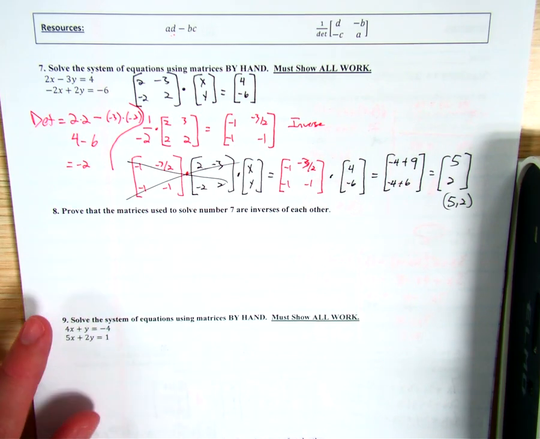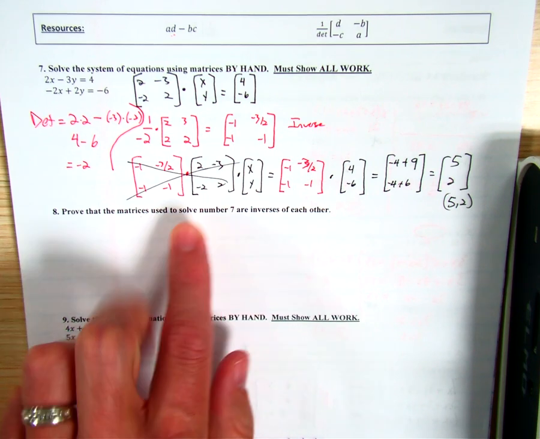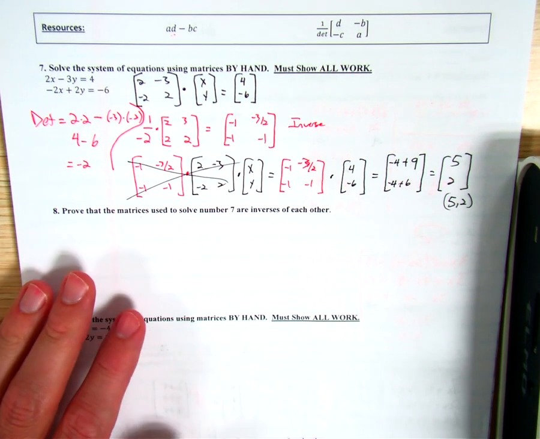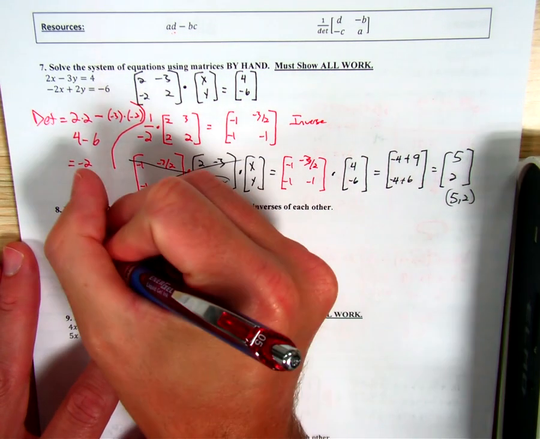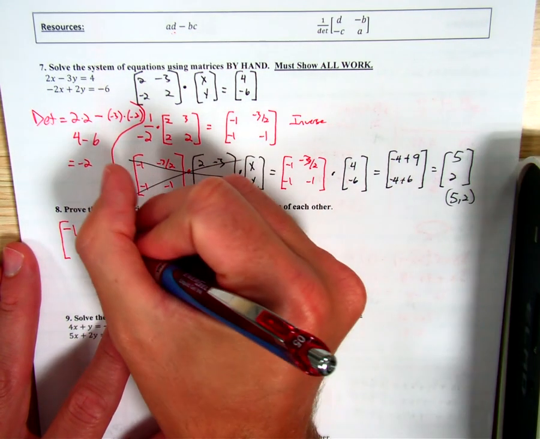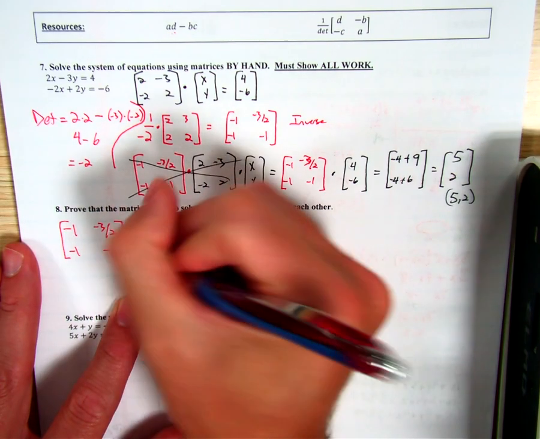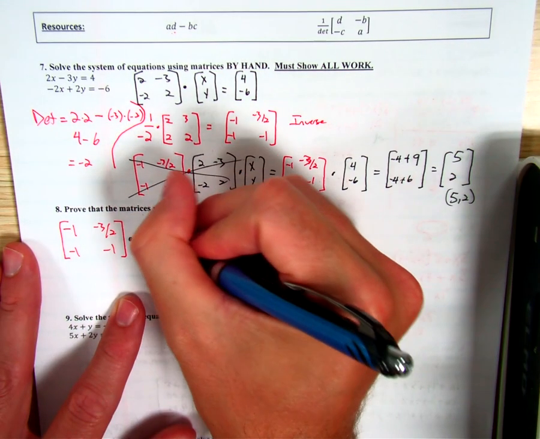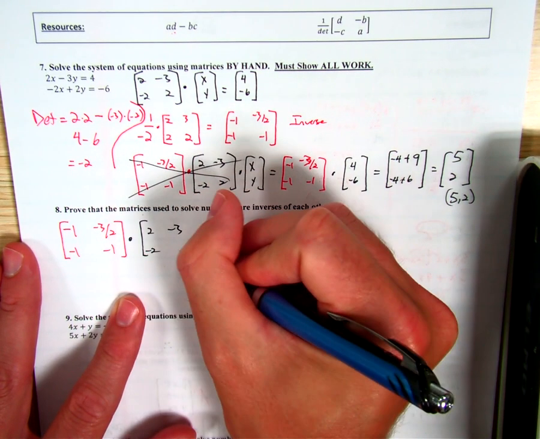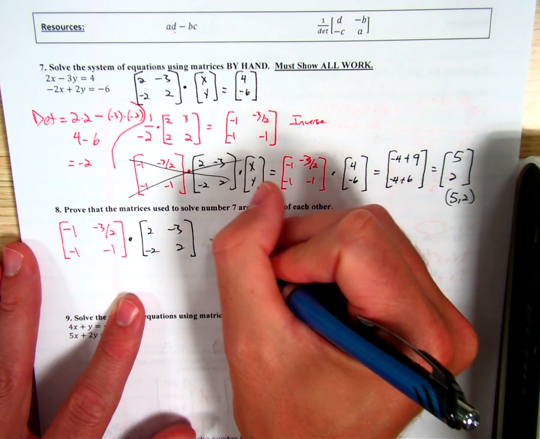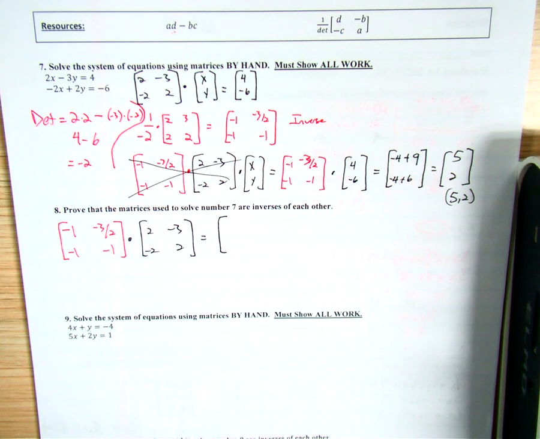And then the next question is prove those matrices from number 7 are inverses. So now we're actually going to rewrite those and multiply them out and prove they are inverses. And when we multiply them out, what should they equal if they are inverses? What would prove it? If they multiplied to 1, 0, 0, 1. We have to show it. You just can't write down equals 1, 0, 0, 1.